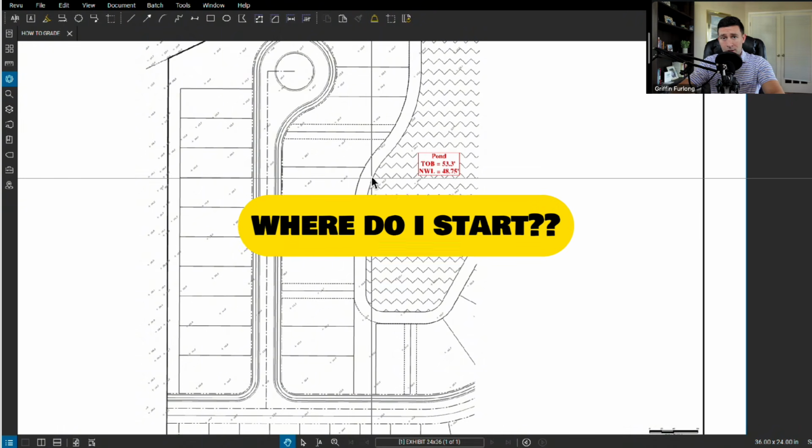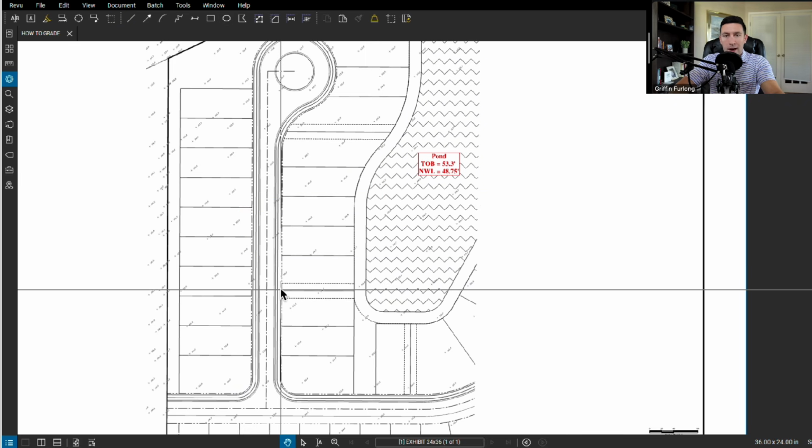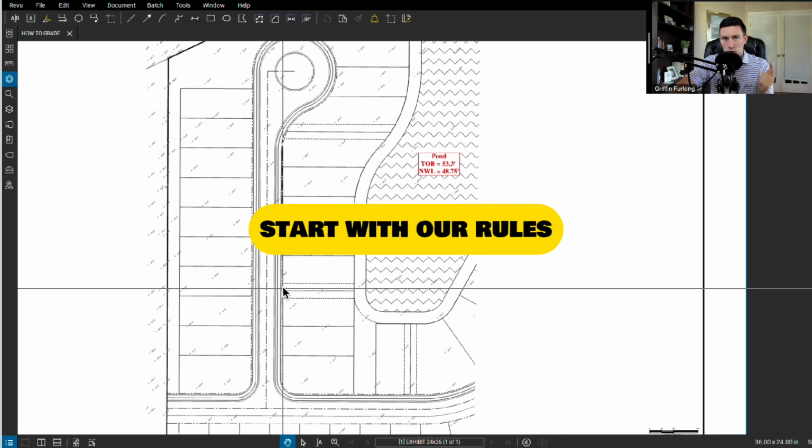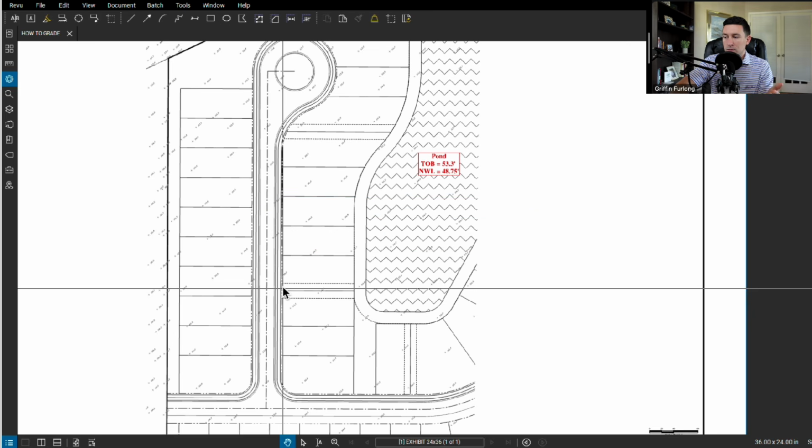Now the big question here is, where do I even start? How do you even start grading? Where do I start on this map? Well, we're not actually starting on this map first. The first thing that we have to understand is the set of rules. It's like a logic equation. It's a mathematical formula. So you start by understanding your list of rules. So let's review what those rules could be.